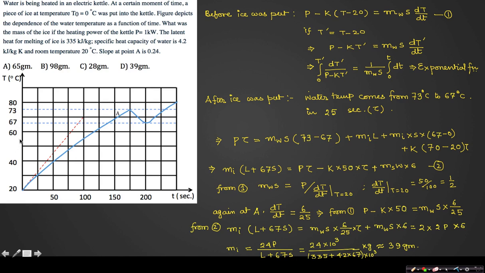Alright. So why these blue lines are drawn, what is the significance of that red line, each and everything we will understand. So the first thing is that at t equal to 0, the water temperature was also 20 degrees Celsius. So this part was 0 at t equal to 0, right?